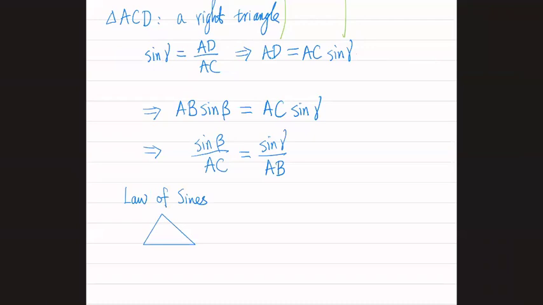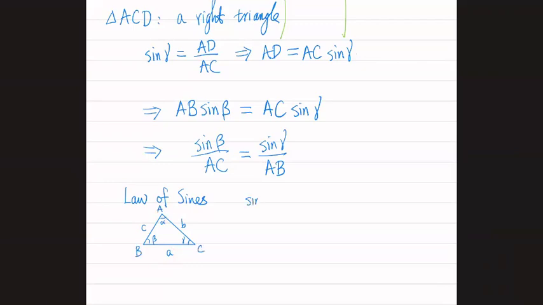We use alpha, beta, gamma, A, B, C. The ratio, the sine of the angle over the length of the side, will be sine alpha over A. Two expressions, A, B, C.